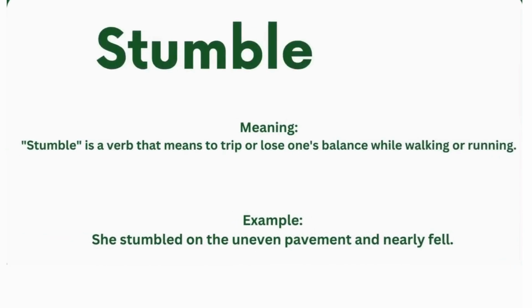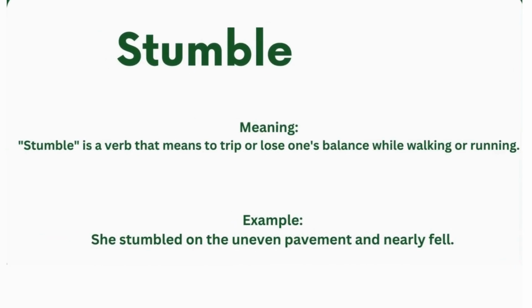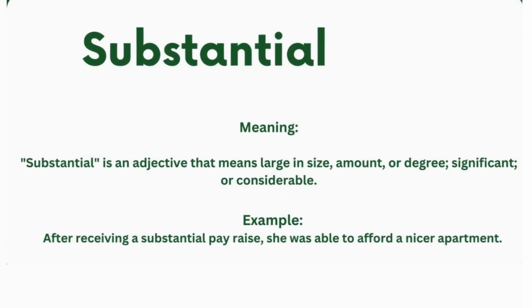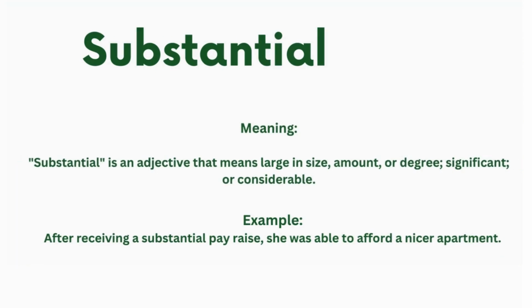Stumble. Meaning. Stumble is a verb that means to trip or lose one's balance while walking or running. Example. She stumbled on the uneven pavement and nearly fell. Substantial. Meaning. Substantial is an adjective that means large in size, amount, or degree, significant, or considerable. Example. After receiving a substantial pay raise, she was able to afford a nicer apartment.